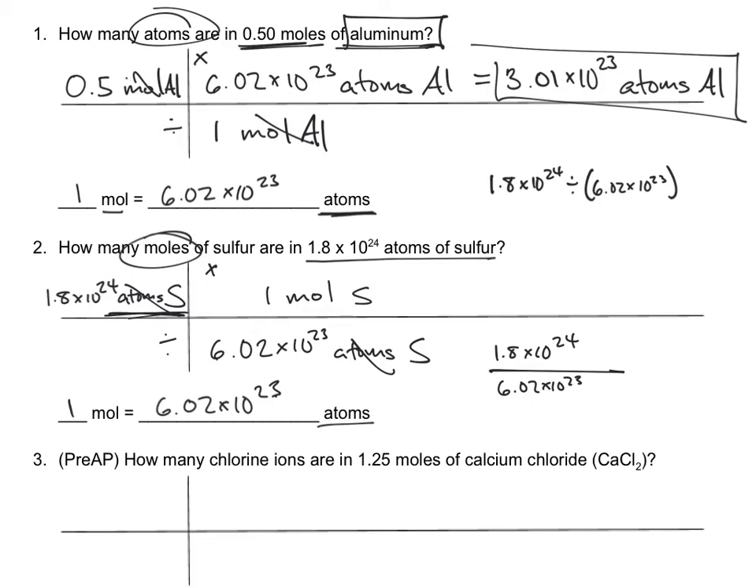And I'm not going to go whip out my calculator here, but it should be something along the lines of 3 moles, somewhere around 3 moles of sulfur. Maybe like 2.99 or something, but somewhere close to that.